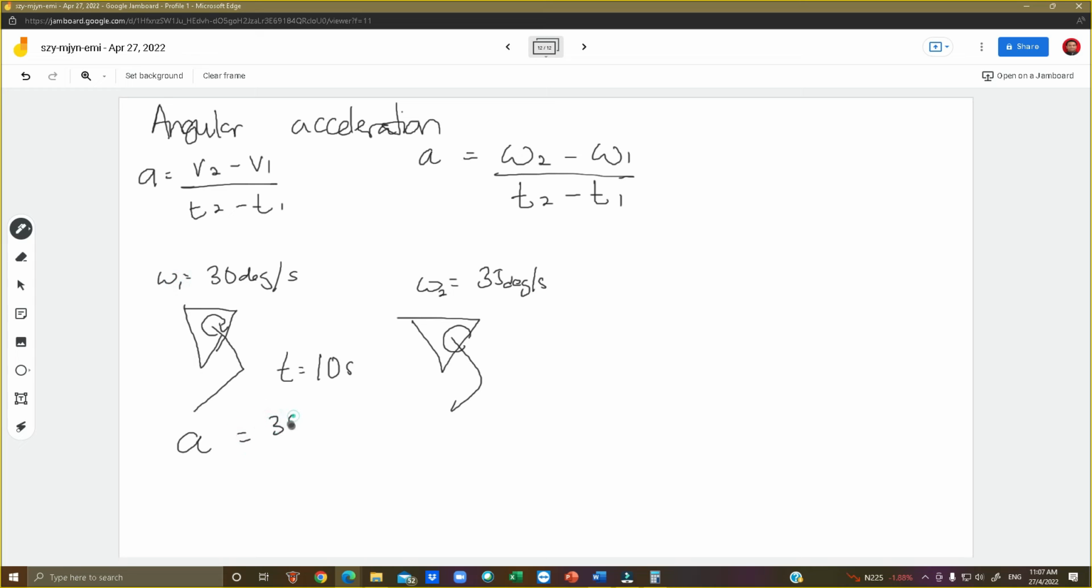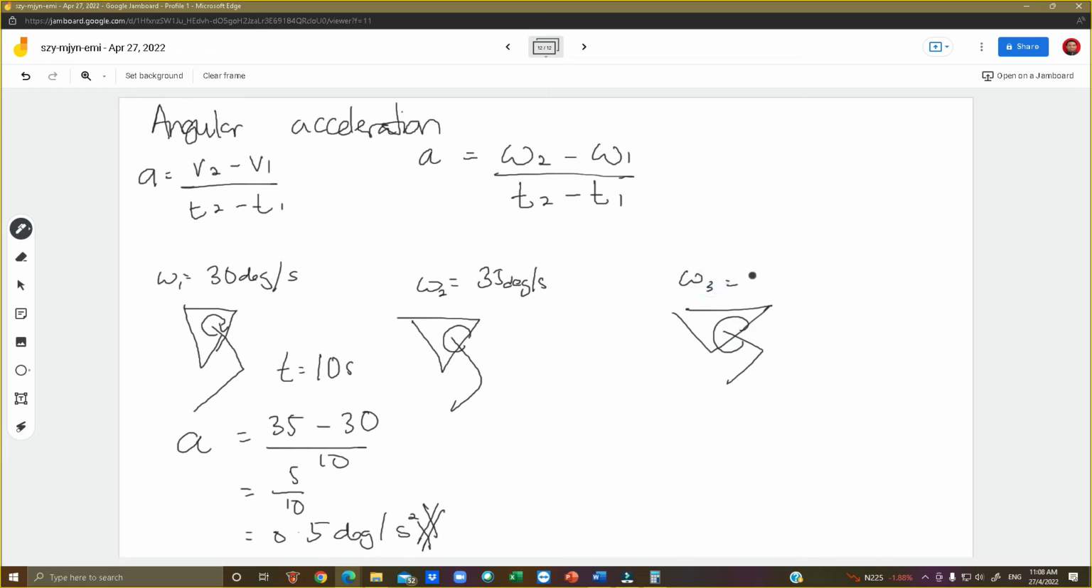So you have 35 minus 30 over 10 equals 5 over 10 equals 0.5 degree per second square. Inilah dia punya acceleration. So we know that based on these figures, it increases in terms of velocity. Katalah selepas seketika pula, it changes. The new omega now becomes 15 degree per second. And this change occurs in 20 seconds.